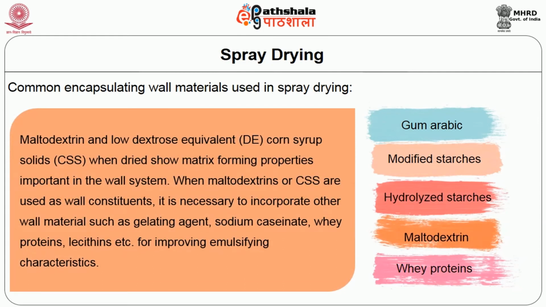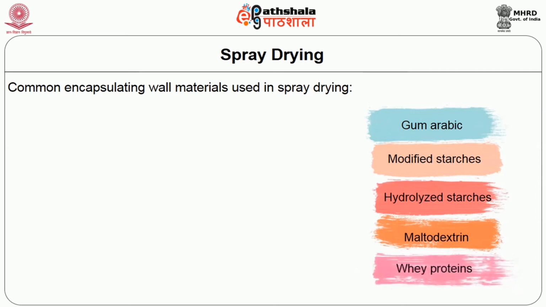Maltodextrin and low dextrose equivalent corn syrup solids when dried show matrix forming properties important in the wall system. When maltodextrins or CSs are used as wall constituents, it is necessary to incorporate other wall material such as gelatin, sodium caseinate, whey proteins, lecithins, etc. for improving emulsifying characteristics. Whey proteins.